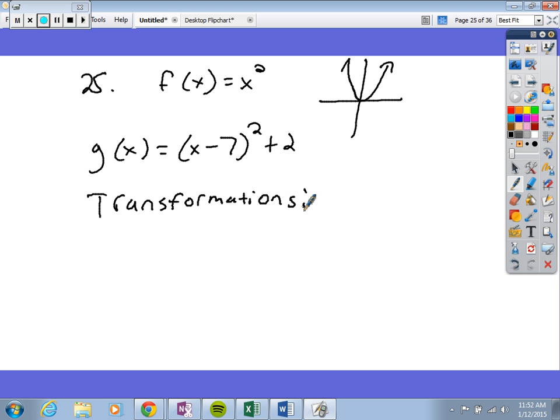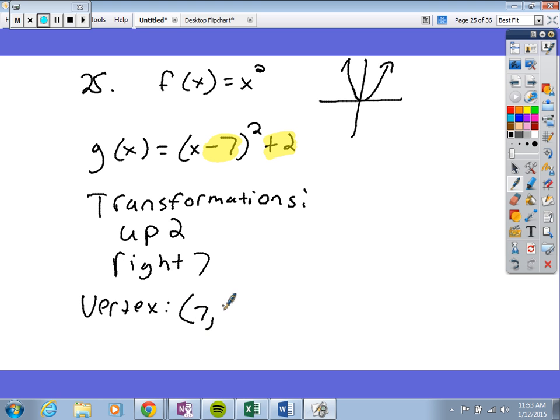The plus 2, this plus 2 part right here, what that means is that I'm starting up 2. All right? This minus 7 right here, that means I'm starting to the right 7. So you could say that that's my vertex. So you could say that the vertex is 7, 2.